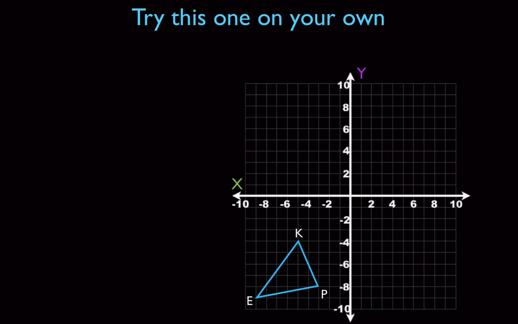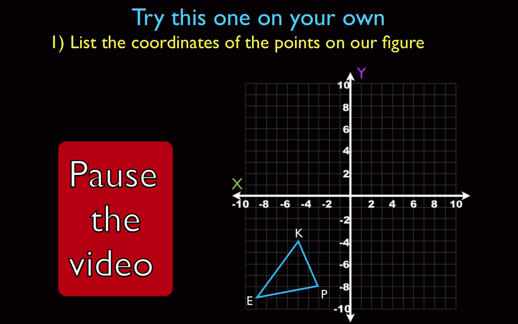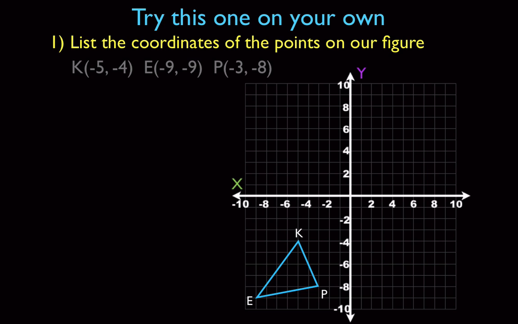Okay, so this is the first example. It may already be on your notes, but if not, you need to plot the K, P, and E points on your paper. And we're going to do a few different things. The first thing I'm going to have you do is list the coordinates of the points on your figure. By that I mean the actual points. If you want to pause the video while you do that, that works. Okay, the 3 points are K (-5, -4), E (-9, -9), and P (-3, -8).